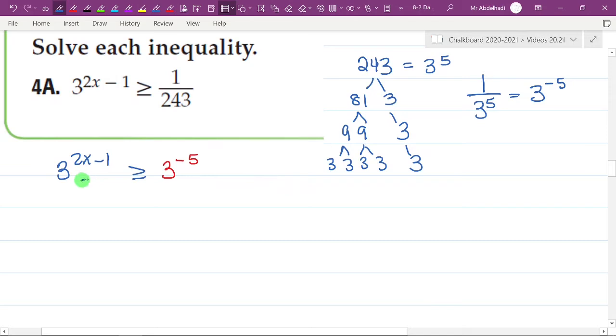Now, are the bases the same? Yes. Are the powers simplified? Yes. Can we drop the base? Drop the base. And now we have this simple inequality that we can solve Algebra 1 style.